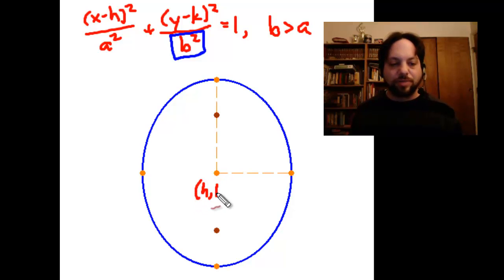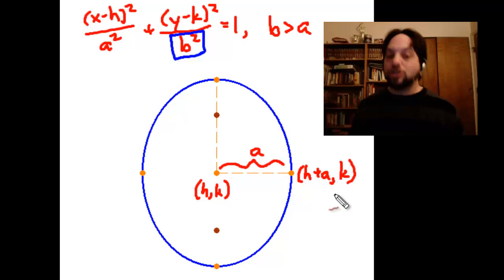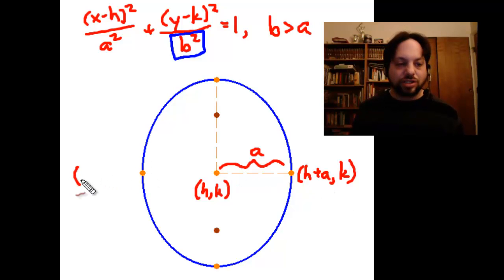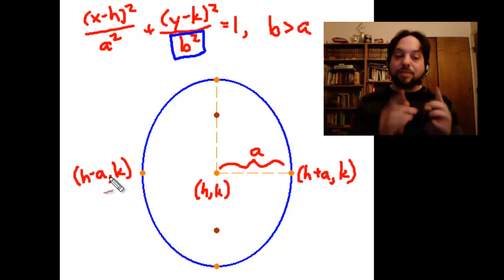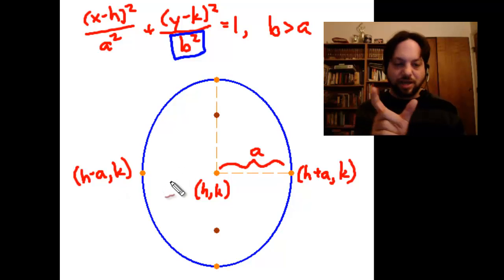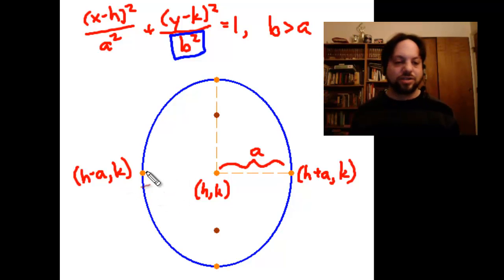Our center will still be at h, comma k. Going sideways, we're still going to add a value of a. a is still underneath the x, so that's still what we're going to add. So this will be h plus a, comma k, just like before. And also just like before, the other sideways vertex, which this time, these are the conjugate vertices because they are closer in to the center. So our conjugate vertices are going to be h plus or minus a, comma k.